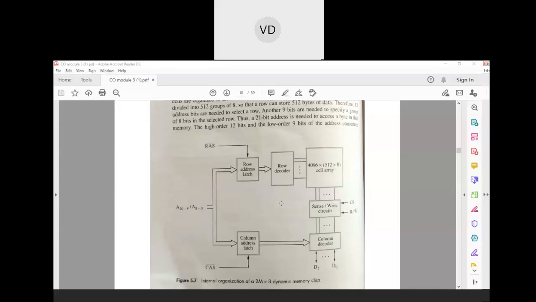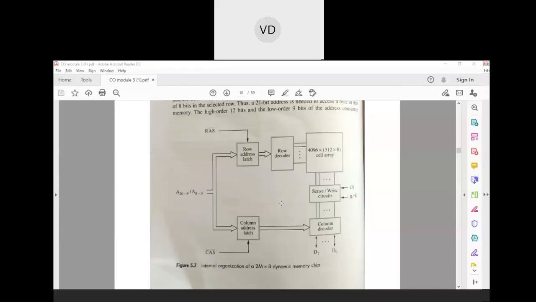And we have also seen the block diagram yesterday, how we are going to read the data, wherein we had a 4K into 4K organization. So each row consists of 4096 cells, and columns also contained 4096, but they were divided into 8 groups of 512 bytes. So first group, second group, third group, like this 8 groups were divided. 4096 was divided into 8 groups, each of 512 bytes of data.